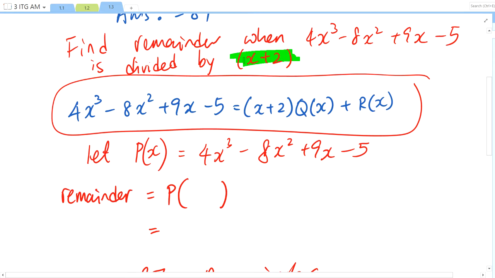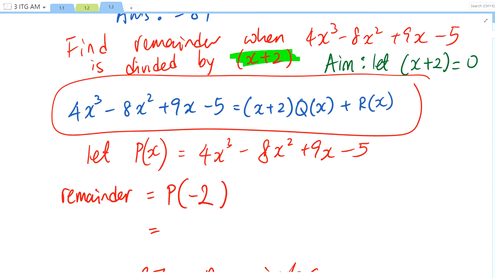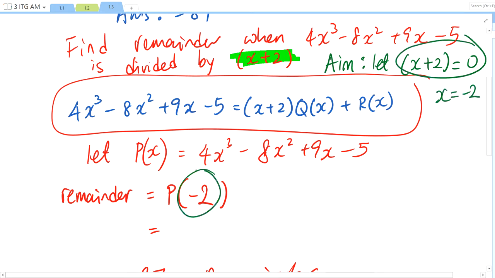What exactly did I do? How do I generate this x equals negative 2 from the factor? Do you understand my question? Once the factor equals 0, I multiply by the quotient, it will be 0 and I'm left with the remainder. Make sense? So, I let this be equal to 0. Therefore, in my mind, I know x equals negative 2. That is why I substitute the value of negative 2 here.